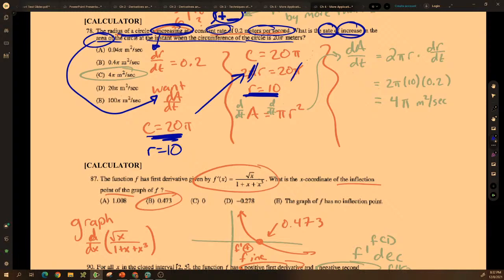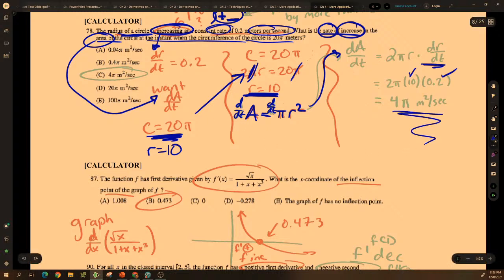Now we want the area. So I started off with just area equals pi r squared. But we want the rate of the change of the area. So we're going to do d dt to both sides. And that gives us dA dt equals, derivative of pi r squared is 2 pi r times dr dt because they're different variables. We know r is 10. We know dr dt is 0.2. 2 times 10 is 20. 20 times 0.2 is 4. And then the pi is still there, so our answer is 4 pi, which is choice C.